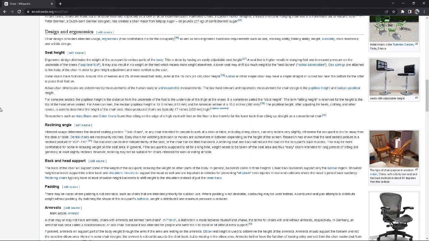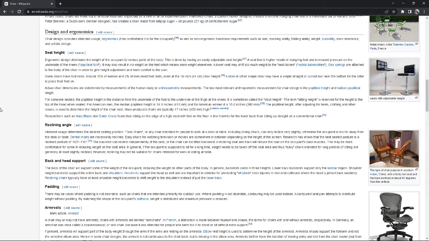Reclining angle. Intended usage determines the desired sitting position. Task chairs, or any chair intended for people to work at a desk or table, including dining chairs, can only recline very slightly. Otherwise, the occupant is too far away from the desk or table. Dental chairs are necessarily reclined. Easy chairs for watching television or movies are somewhere in between, depending on the height of the screen.